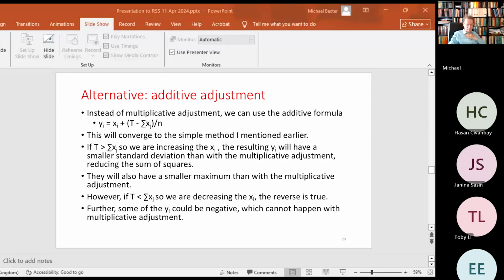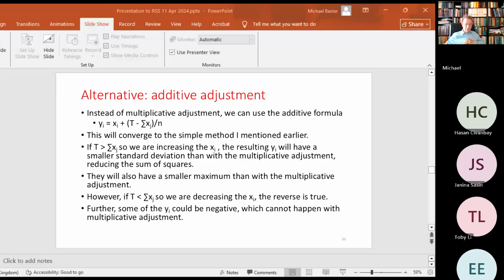However, if the total you're trying to adjust to is less than the sum of the x's, you're decreasing the x's. So your results will not be as good as from multiplicative adjustment. And what's more, sometimes the adjusted values, the yi's, could be negative. That can never happen with a multiplicative adjustment, but it can happen with this method. So that's why additive adjustment is not used.